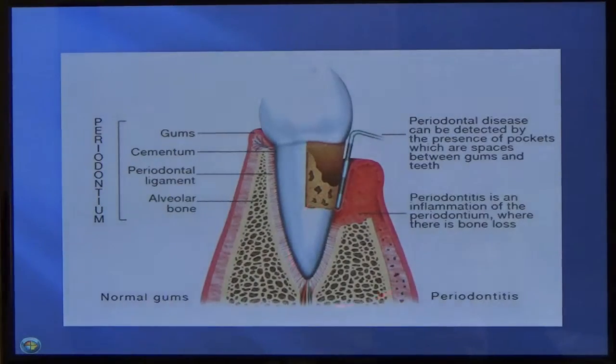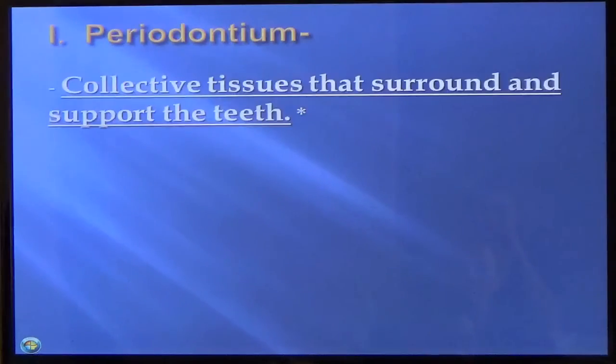Okay, so all these tissues here, the gums, the cementum, the periodontal ligament, alveolar bone, all that is called the periodontium. Connective tissues that surround and support teeth. That's the answer. That's what you put on Quizlets. Periodontium, connective tissue that surrounds and supports teeth. Okay?